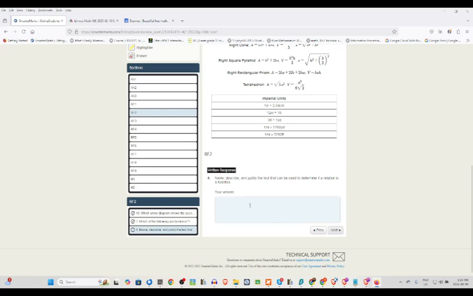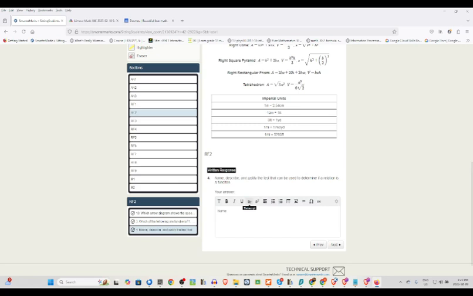So here we want to name, describe, and justify the test to find if a relation is a function. The name is the vertical line test. Describe. Draw a vertical line, if it intersects the graph more than once anywhere, the graph fails. And justify. So why is this the right test? Why do we know that it works? That's what this is asking.